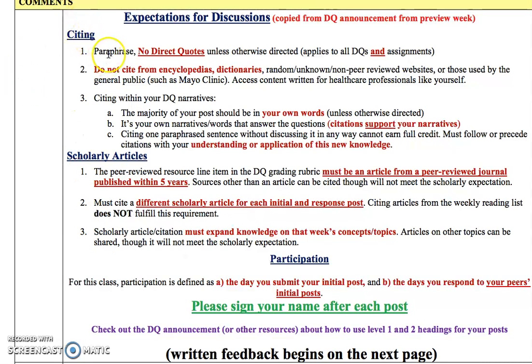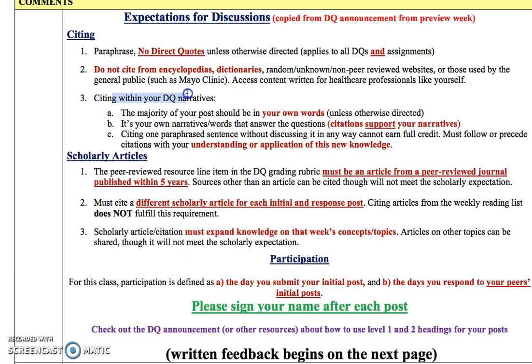When you are citing from the textbook or from articles or anywhere, you must paraphrase everything. You cannot use any direct quotes in this class. It gets you to really look at what you want to share with the class. It gets you to really think about it. And again, only scholarly peer-reviewed sites.